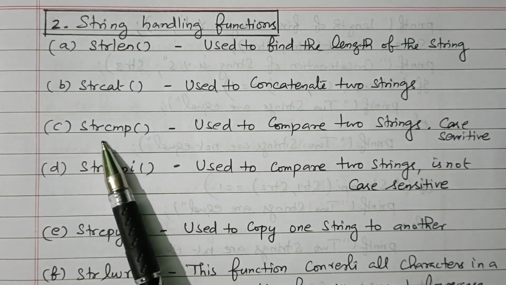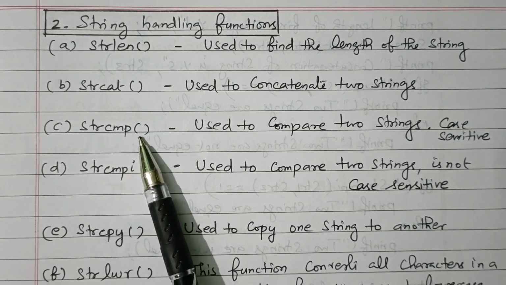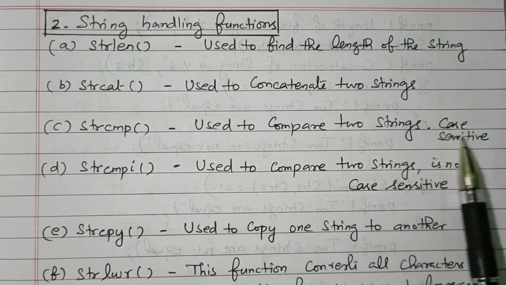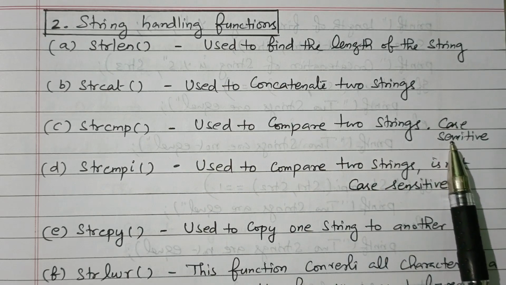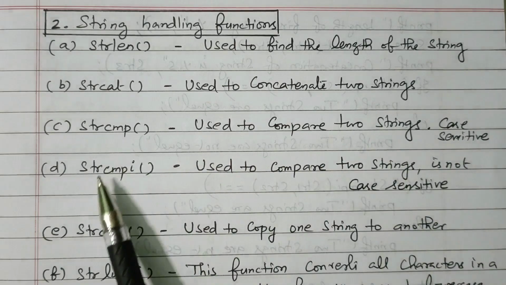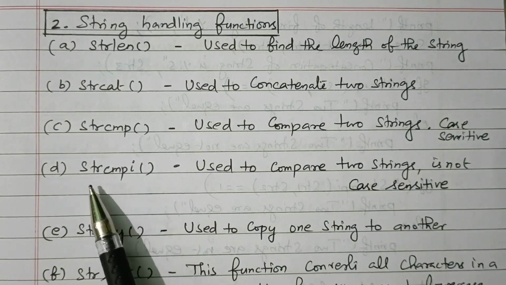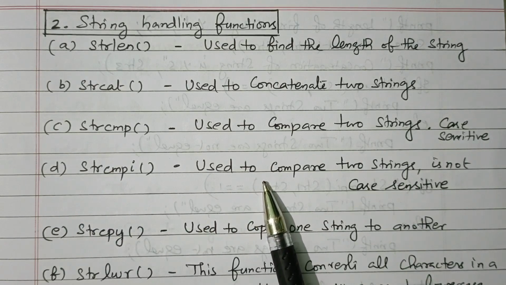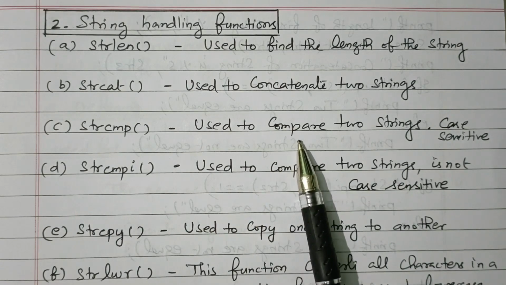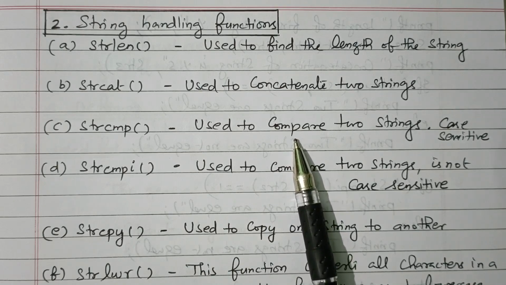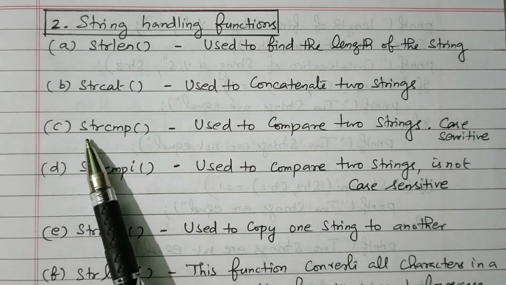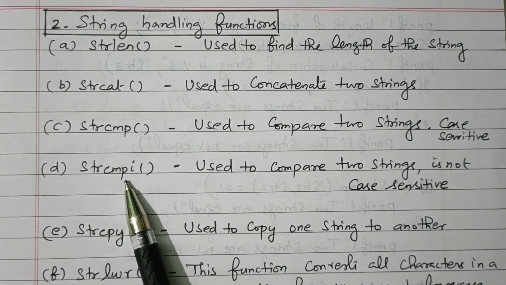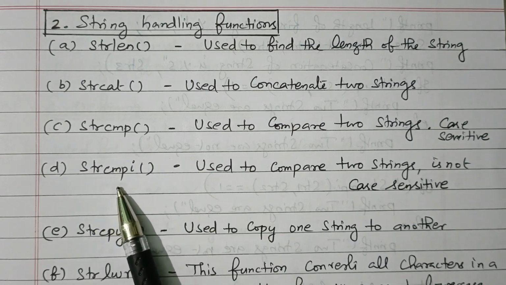strcmp, string comparison. It will compare the two strings specified in the brackets. It's case sensitive. It will identify small letters and capital letters also. strcmpi, the same thing, string comparison, but this is not case sensitive. For example, small a and capital A can be treated as the same, but in strcmp they are different. strcmp, string comparison with case sensitive; strcmpi, string comparison without case sensitive.